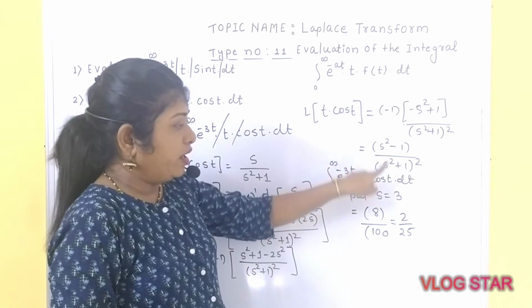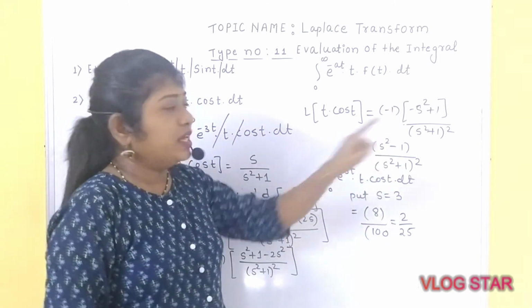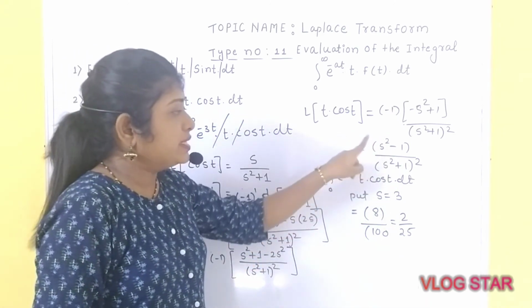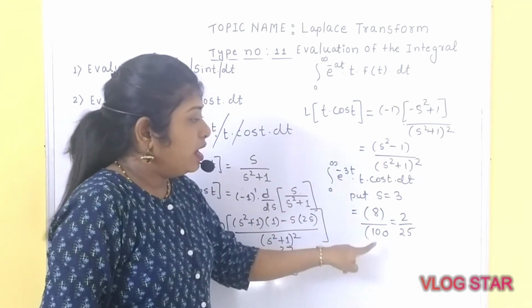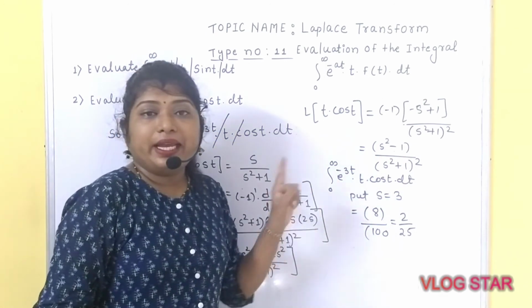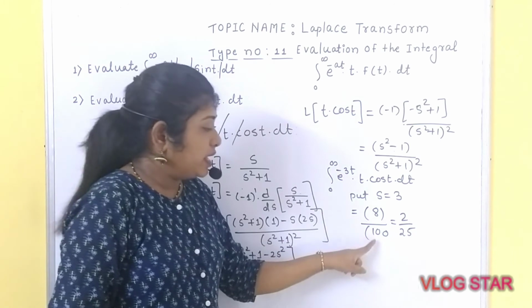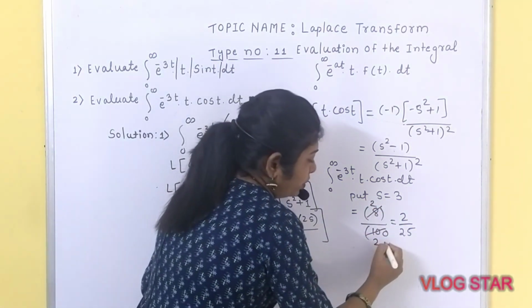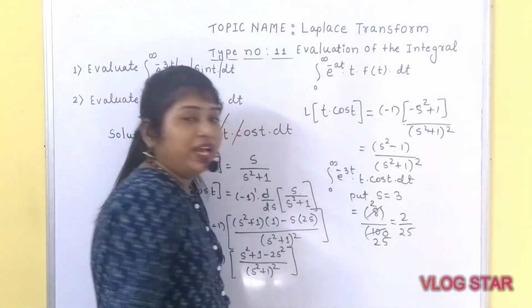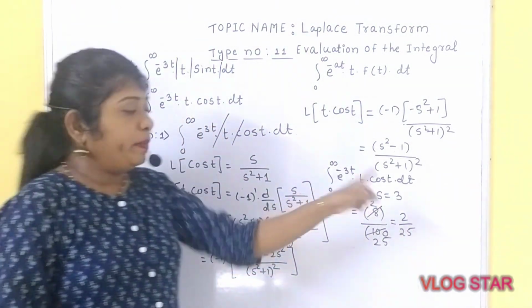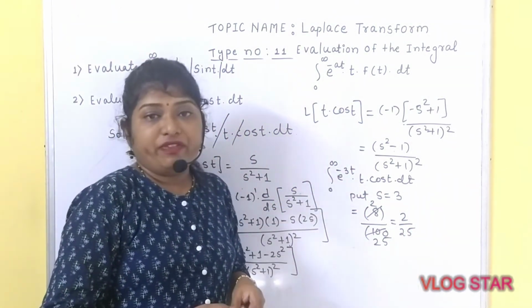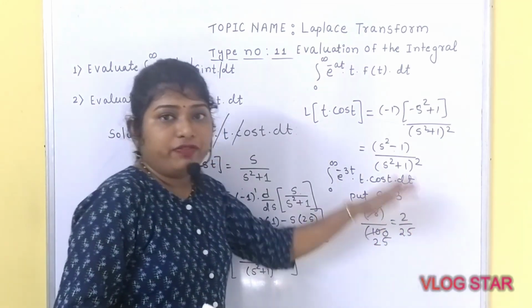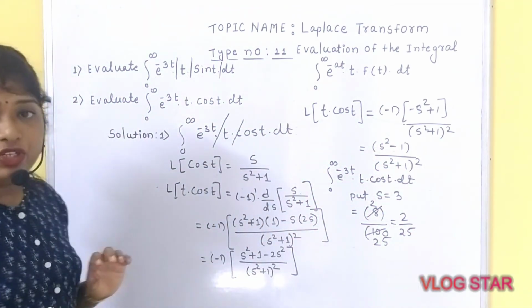If you substitute here s square minus 1, that is 3 square is 9 minus 1 is 8 upon 3 square is 9 plus 1, 10 square is 100, 4 2s are 8, 4 5s are 20. So you will be getting 2 by 25 is the final answer for second evaluation.